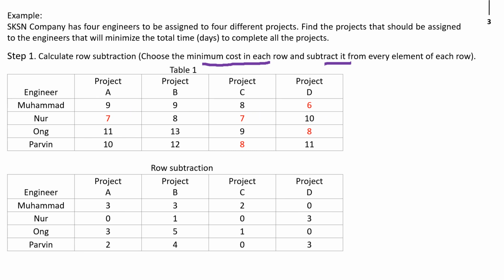The same goes for Ong. The lowest cost is 8. 8 minus 11, minus 13, minus 9. So we have 3, 5, 1, 0. And for Parvin, the minimum cost is 8, minus 10, 12, 11, and 8 itself. So we will have 2, 4, 0, and 3. Now we have completed all the row subtractions.